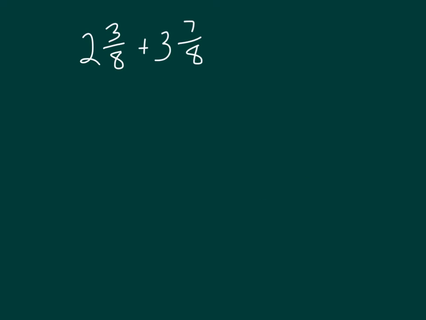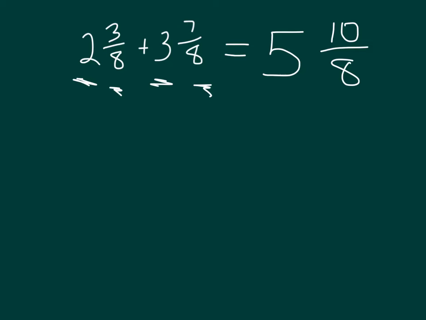If I'm going to add two mixed numbers like I have here, the first thing I can do is just add my whole numbers. So 2 plus 3 gives me 5. Okay, and then the 3/8 plus the 7/8 equals 10/8. Now I'm left with 5 10/8. Now I can see that this fraction right here is worth more than 1 whole because the numerator is bigger than the denominator. So I'm going to have to figure out what this is as a mixed number.